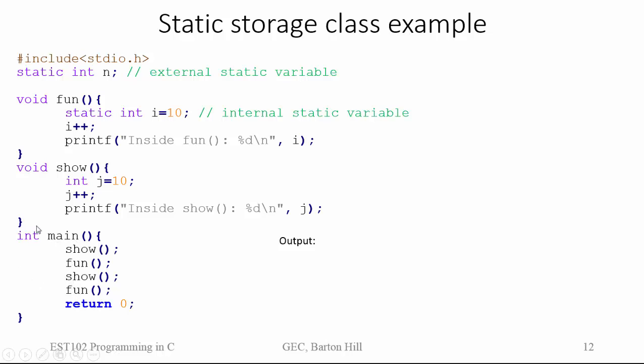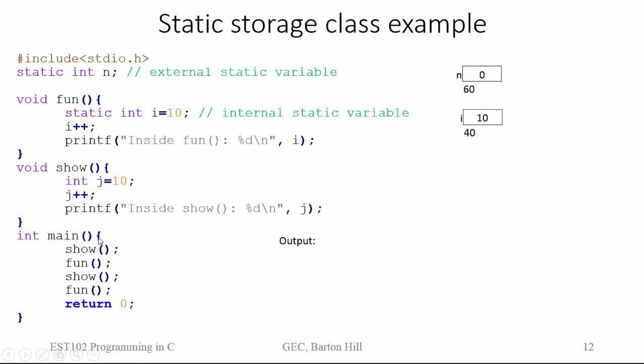Okay, so once the execution starts, before the execution starts, memory will be allocated for n and memory will be allocated for i. Let's assume that i is stored at location 40 and n is stored at location 60. i will have an initial value of 10. Then no initial value for n is given, so it will have the default initial value 0, since it is a static variable.